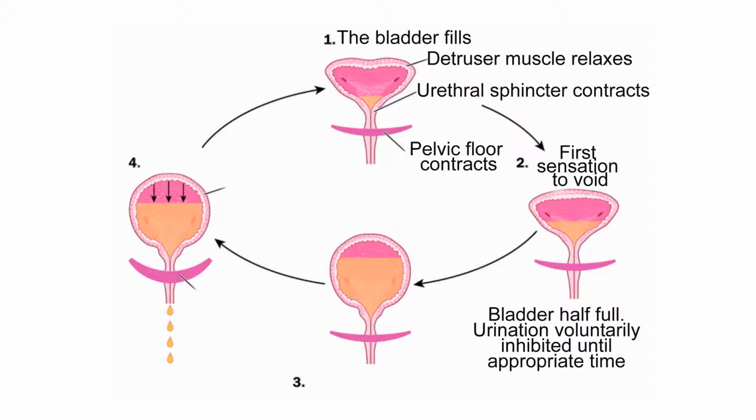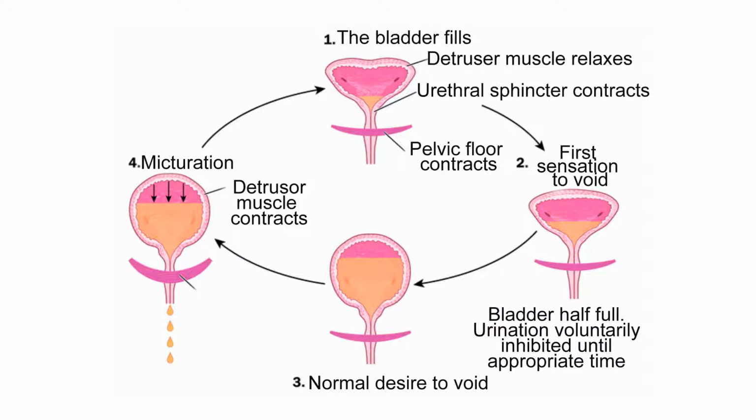Number 3, you experience the normal desire to void or urinate. And finally, number 4, at this time, the detrusor muscle contracts, the pelvic floor relaxes, and micturition takes place.